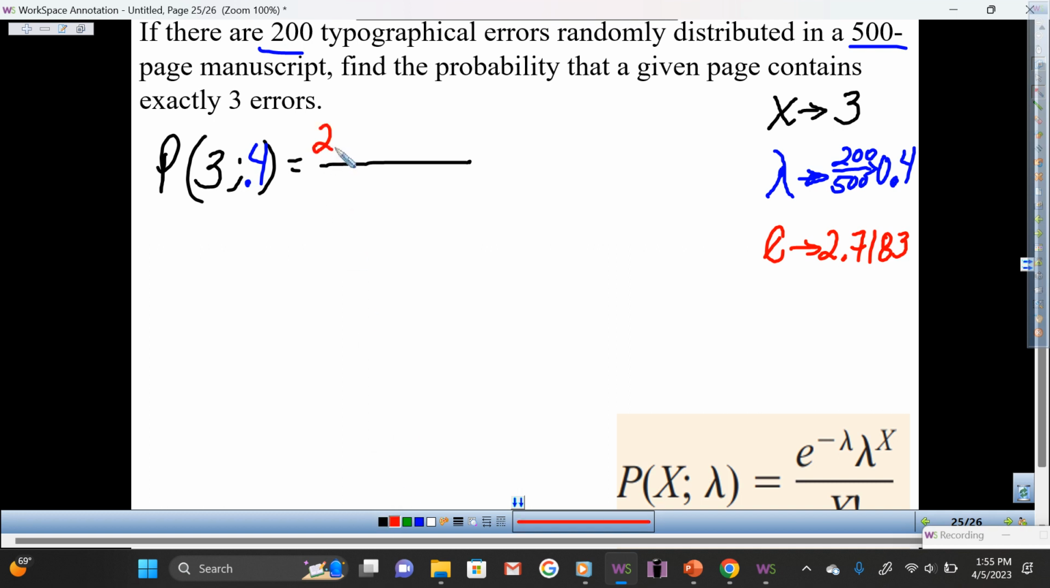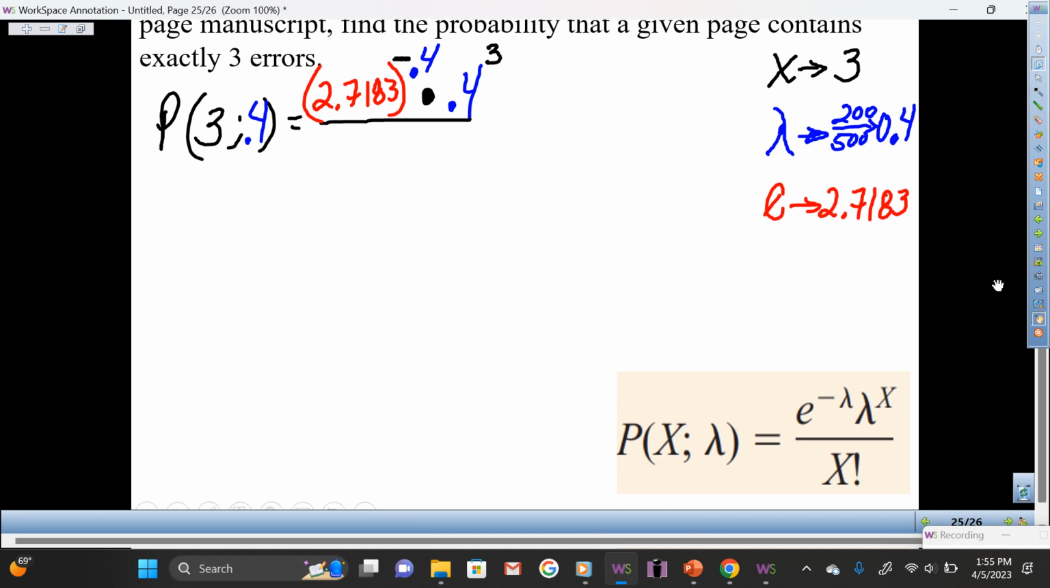Then we got 2.7183 to the power of, part of the formula is a negative, what? 0.4, thank you, times lambda, which is 0.4, and 0.4 to the third power, over x factorial, which is 3 factorial.